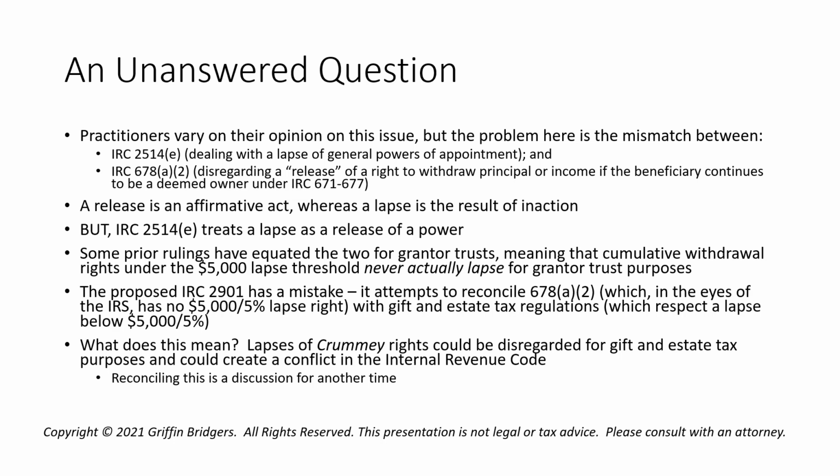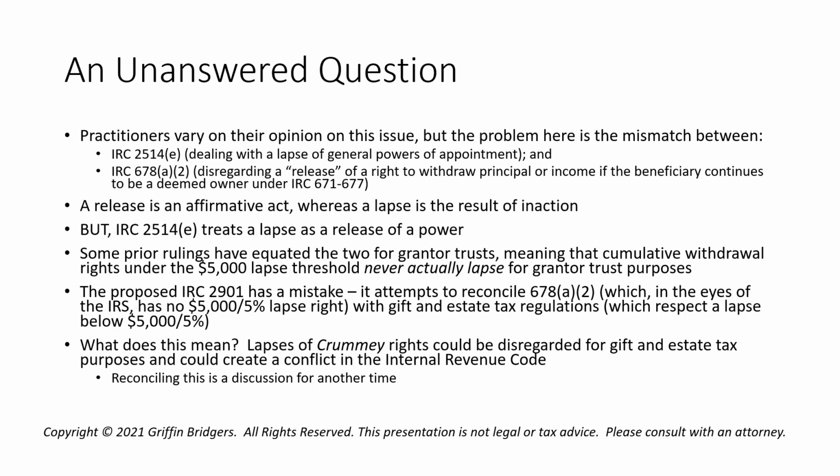And what that means is that the cumulative withdrawal rights that are under that $5,000 lapse for gift and estate tax purposes never actually lapse for grantor trust purposes. So what that means is that, as I mentioned, Allen's cumulative withdrawal right when it comes to the grantor trust effect would not just be $10,000 per year. It would be $15,000 per year, growing to perpetuity. So that's the issue to keep in mind for transfers to non-grantor trusts that are not grandfathered. In other words, they happen after the effective date of these laws if they are indeed enacted.